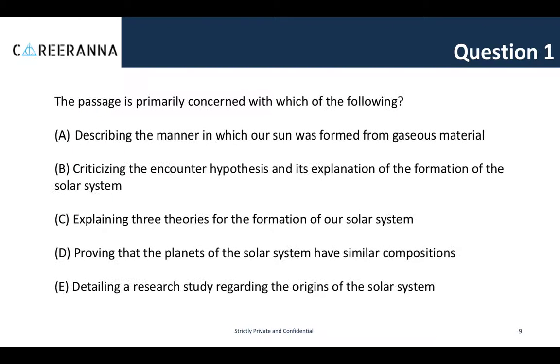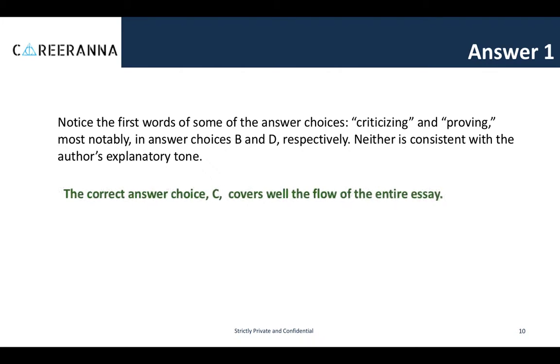Let us see how. Let's move to question number 1. The question says the passage is primarily concerned with which of the following? I am pretty sure that, having identified the 5 things we just discussed, I can very easily say that my correct answer is option C, which covers the entire flow of the essay. Options B and D start with words like criticizing, proving, which were very against the tone of the author. The author's tone is explanatory, where he would never use words like criticizing, proving, etc. Hence, even on the basis of the tone, I could reject those options.